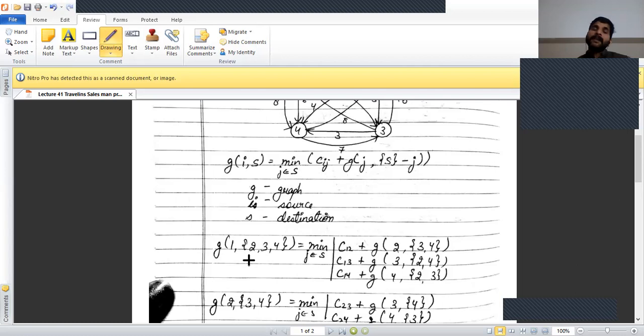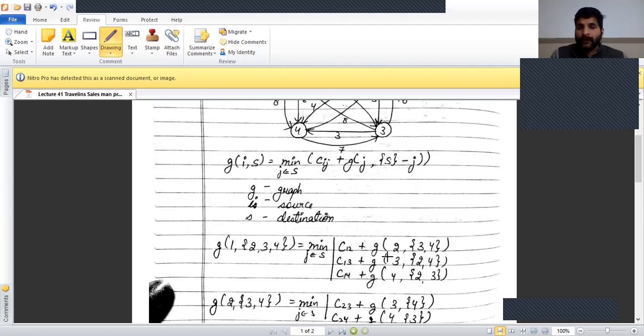Similarly, if we travel from source node 1 to the third node, then i equal to 1 and j equal to 3. According to this, we get C(1,3) plus G(3, {2,4}). Similarly, if we travel from 1 to 4, then i equal to 1 and j equal to 4, giving C(1,4) plus G(4, {2,3}).